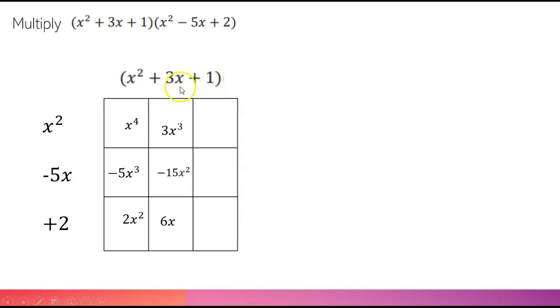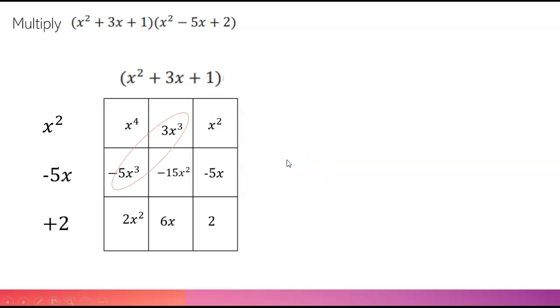Last term is 1 times x squared, which is x squared. 1 times negative 5x will give us negative 5x. And 1 times 2 will give us 2. Before we put them together, let's check for terms that we can combine by checking diagonally.